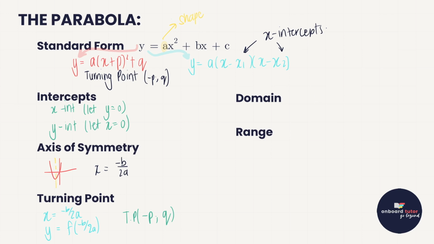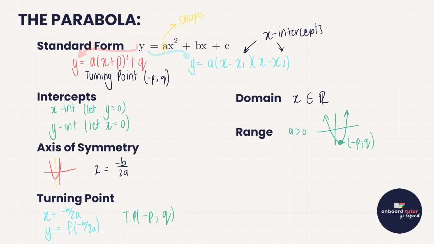Range is going to be slightly different. So if A is positive, let's quickly have a look at that. If A is positive, then we've got what we call, very unmathematically, a smiling parabola, and that means our turning point here is the minimum. And remember, this turning point is (-p, q) once we figure it out.